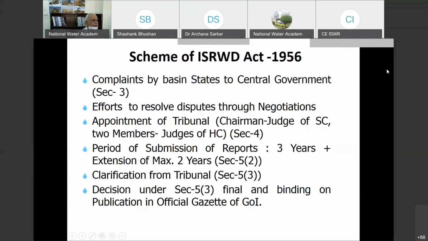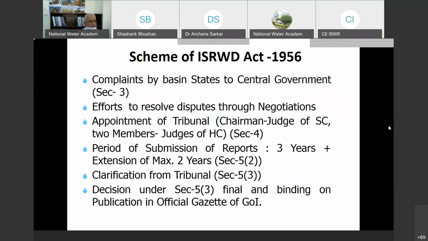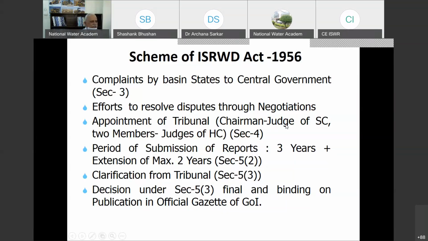This decision given by the tribunal is notified in the official gazette, and it becomes a binding award on the party states, and the central government accordingly acts as per the directives given. So this is in a nutshell the procedure: how tribunals function, how the award is given, and final notification. On final notification, the award is binding.